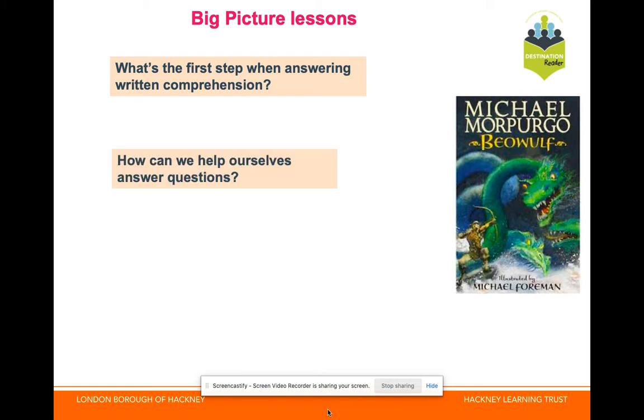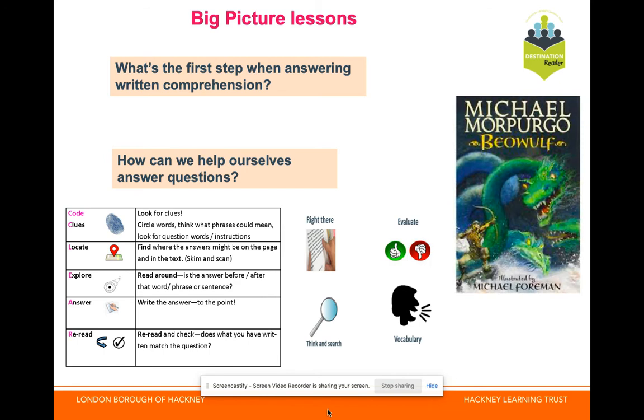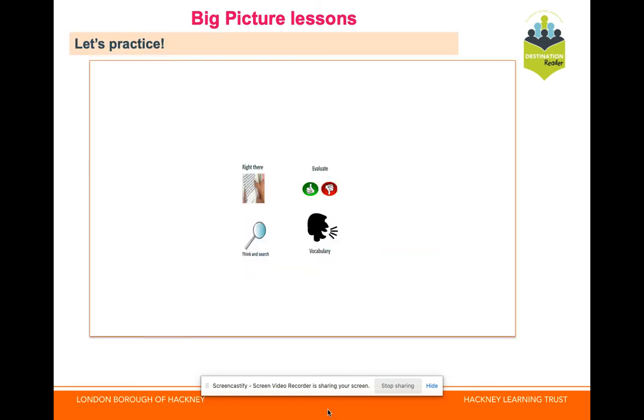But how can we help ourselves to answer these questions? There's a few things we can do. First of all, we can look for clues. We can find where the answers might be on the page. We can read around. Sometimes we just know the answer straight away from previous knowledge, and sometimes we have to reread and check. We can explore this in a moment. So let's have a quick practice.